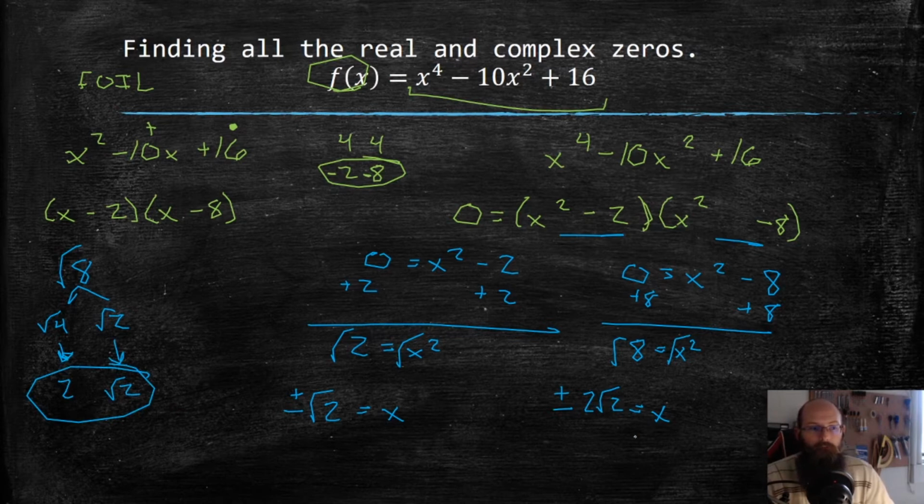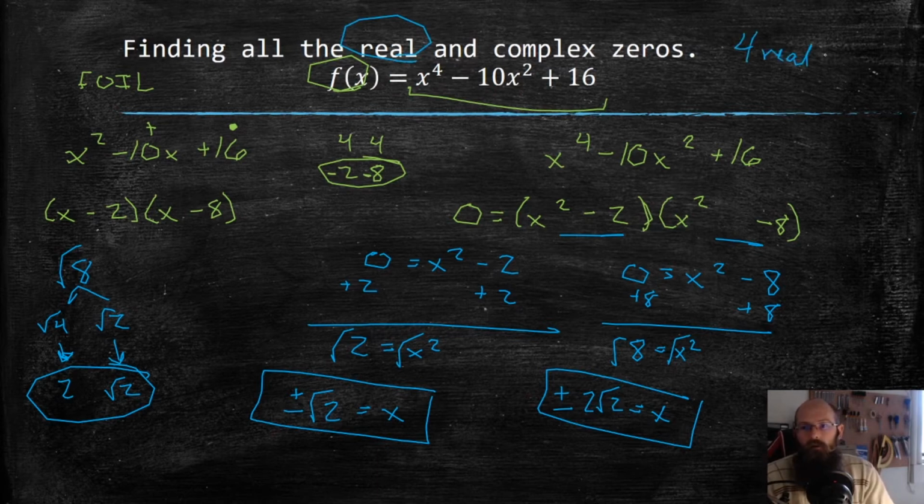Boom, there it is. All right, so all 4 of these are my, well, are they real or are they complex? They're real, right? I'm allowed to take the square root of a positive number. So they are, in fact, real. I have 4 real zeros, and they're at x equals plus or minus square root of 2, comma, plus or minus square root of 8. But I remember we decided to write that as plus or minus 2 square root of 2.